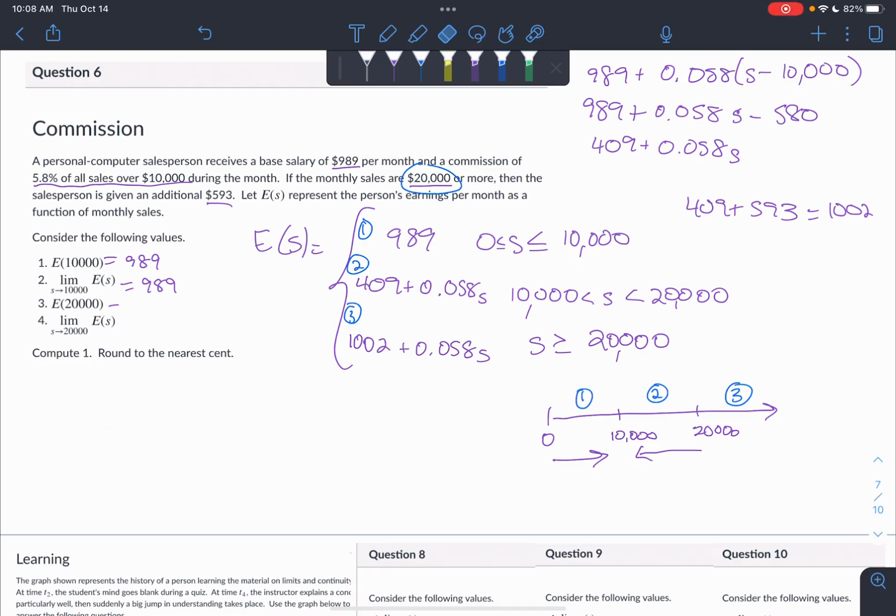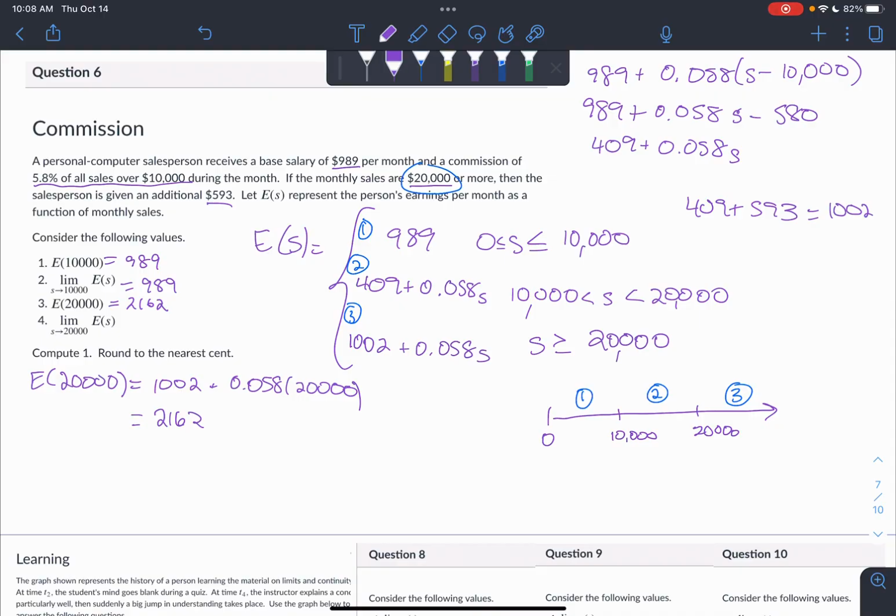Let me just do some erasing. Okay, so E of 20,000 is equal to our third piece that we are considering, times 20,000. All right, and this should come out to 2162. So that's the amount of salary that the person receives if they did $20,000 in sales.